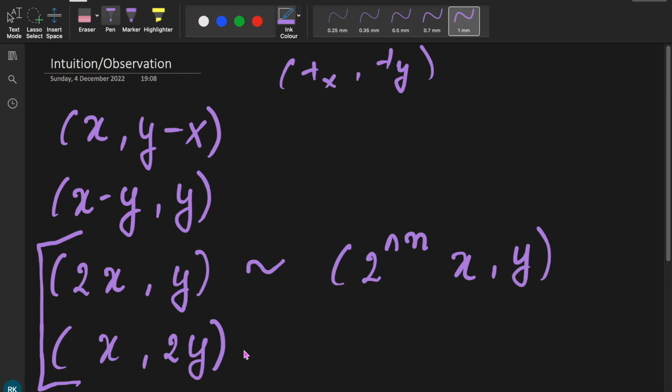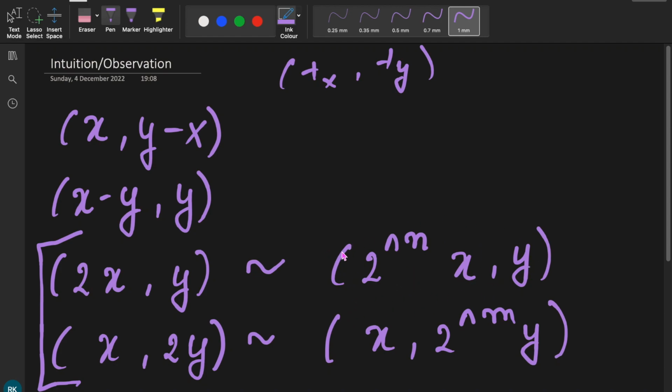In the same way I want to generalize this. Let's say I am using this operation m times. So this can be written as x comma 2 to the power m y. I have written this only because we are concerned only with whether we are able to reach or not. The number of steps are not our concern. So this can be written as this.